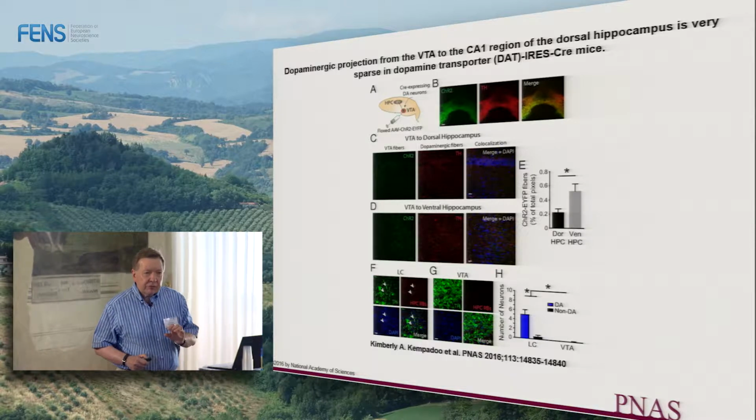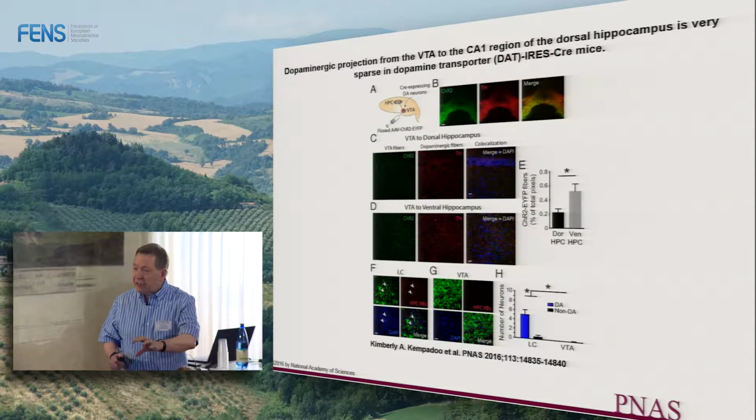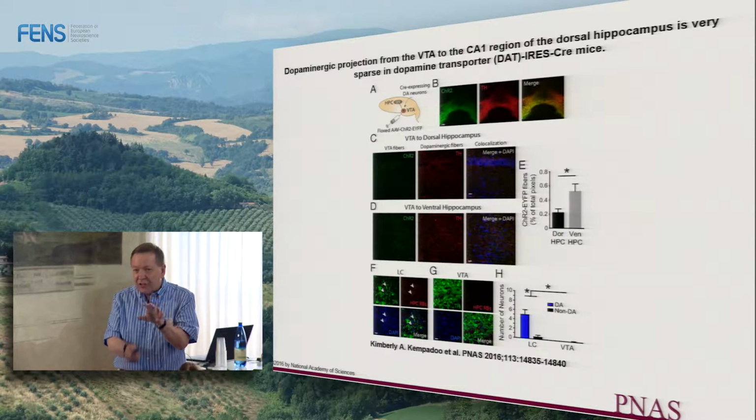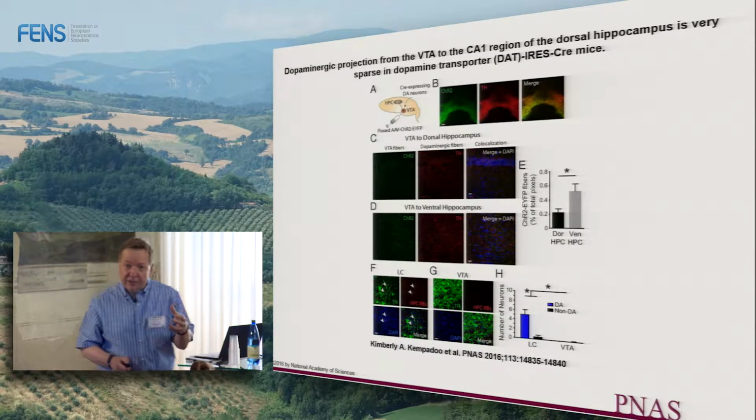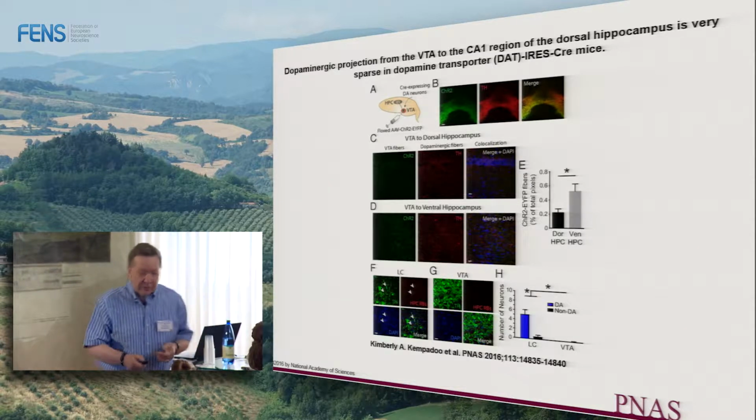Whereas the projection from the ventral tegmental area only goes to the ventral hippocampus. So there are two different projections which may use dopamine in the hippocampus. And surprisingly, one of them is from the locus coeruleus.